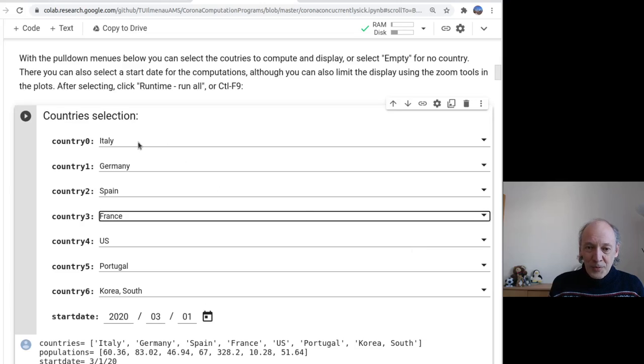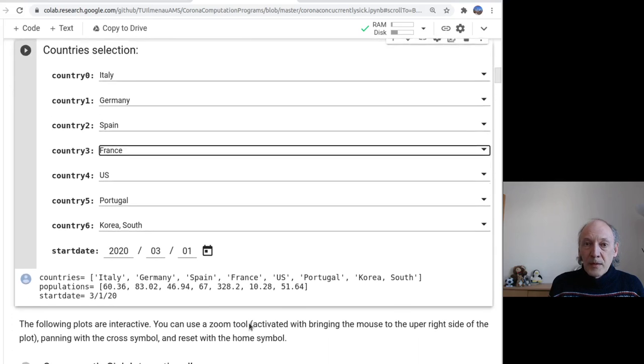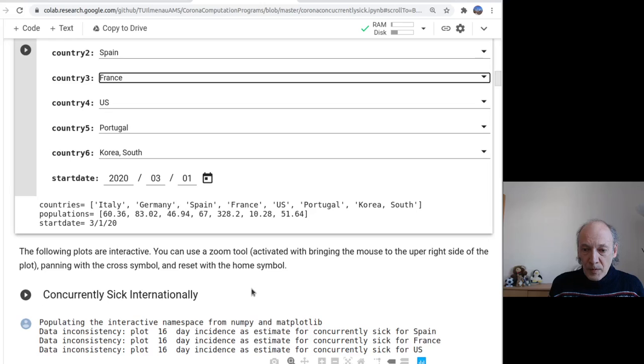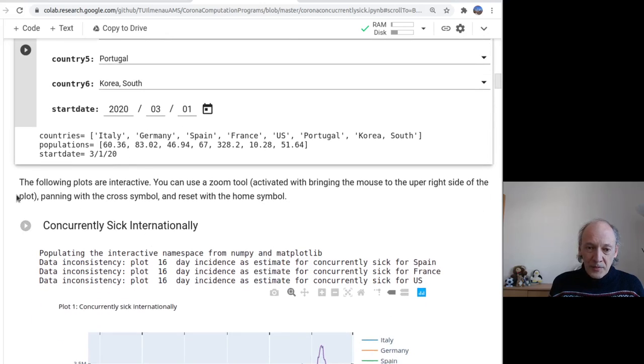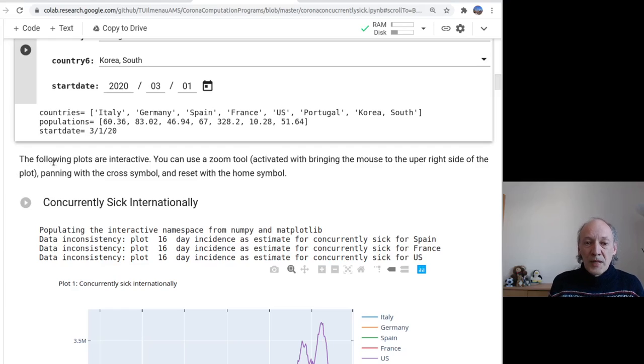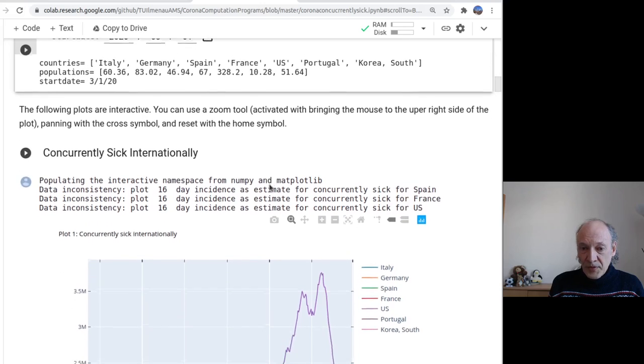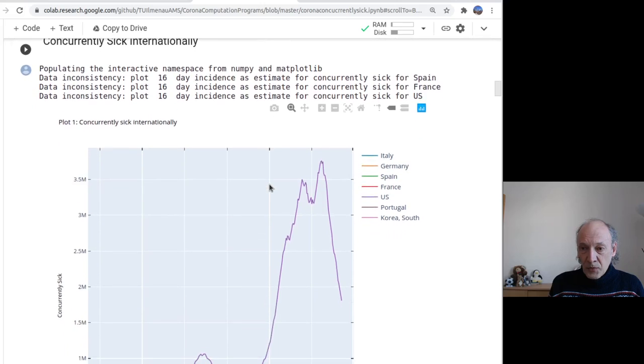Yeah, so now we are done with the selection of the countries for comparison. We have a time span from March 1st to today, which is mid-February, and then we can analyze it. So for that, I'm using interactive plots. They have a zoom tool, which is activated by bringing the mouse to the upper right side of the plot. And we have a panning tool, which lets us shift the selection and also reset, going back to the original setting. So here's the first one.